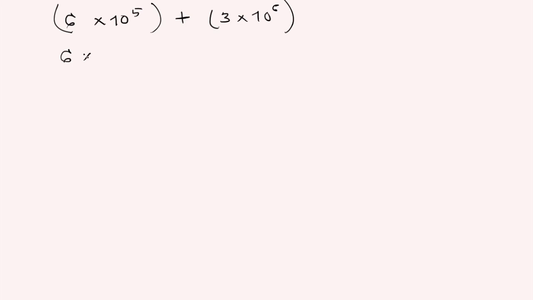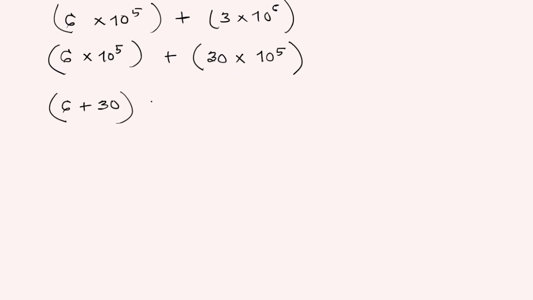So we can say 6 times 10 raised to power 5 plus. Now if we want to reduce this side by a value of 10, we need to increase this side by a measure of 10. So this is going to be 30 multiplied by 10 raised to power 5. This is exactly the same as this, the value at least. And so now that we've done that, we factorize out 10 raised to the power 5. So this is going to be 6 plus 30. There's a common factor of 10 raised to the power 5.